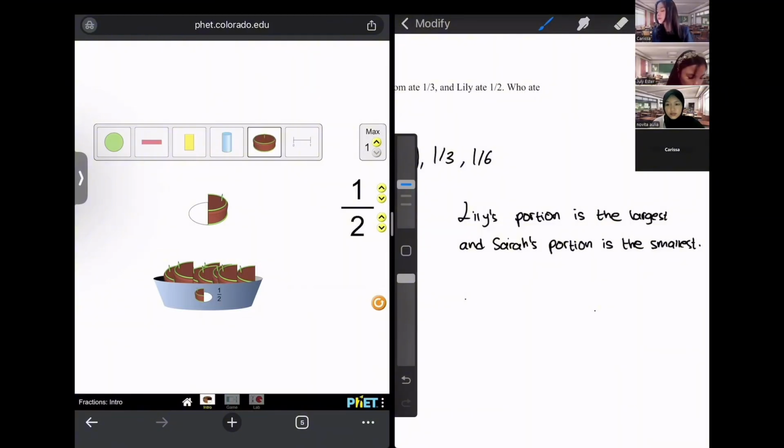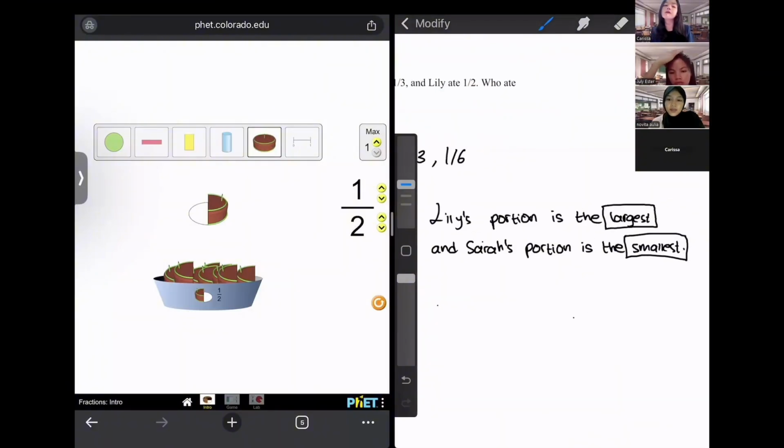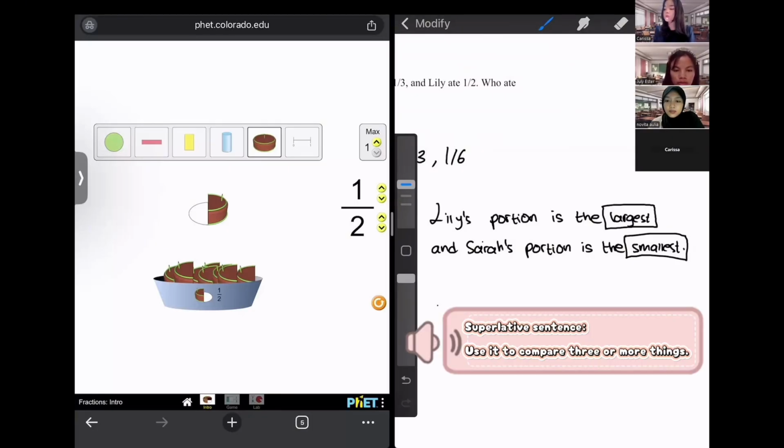Now I want you to pay attention to these words right here. Earlier, what sentences did we talk about? We talked about comparative. Yes, we talked about comparative. Comparative is used when we are comparing 2 things. Now we are talking about superlative sentences. Superlative sentences we utilize when we are talking about 3 or more things.